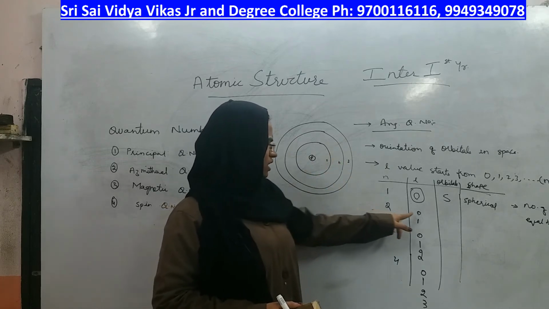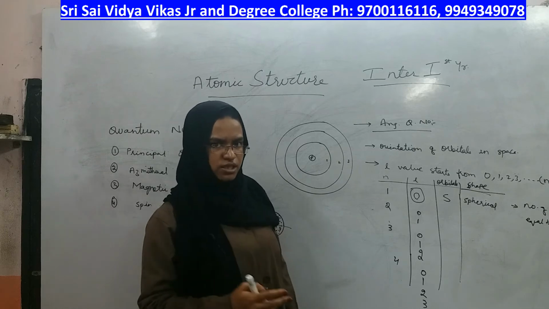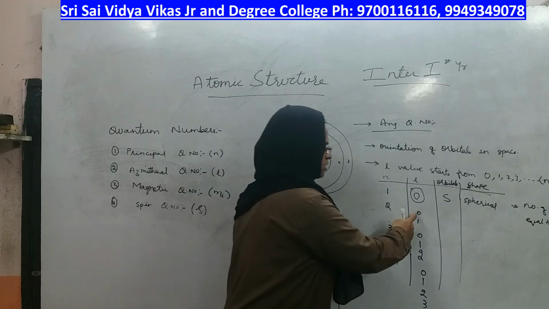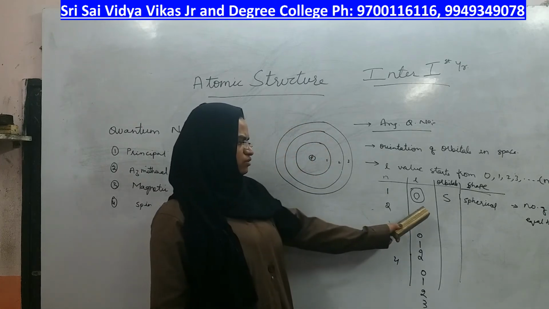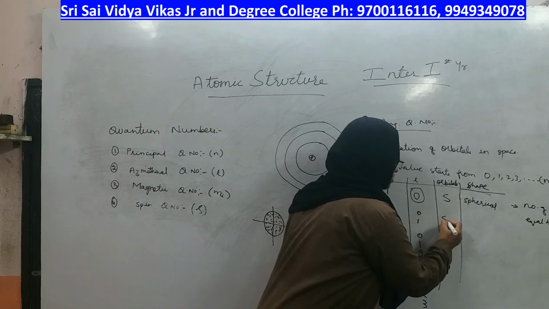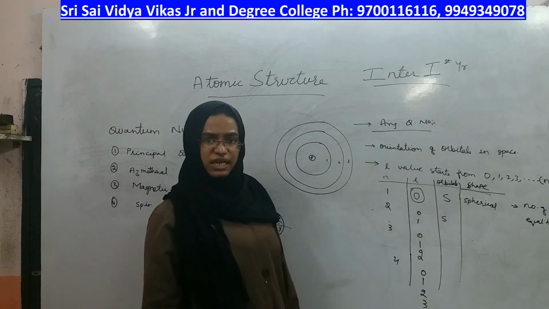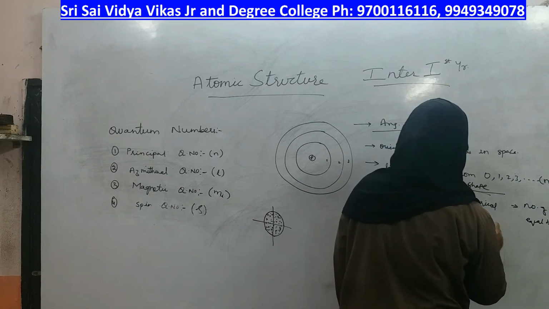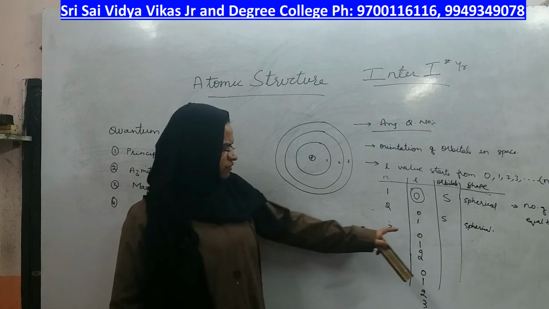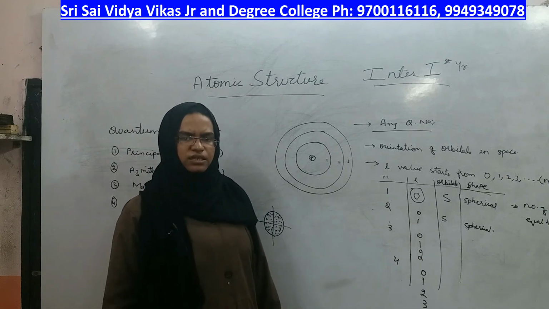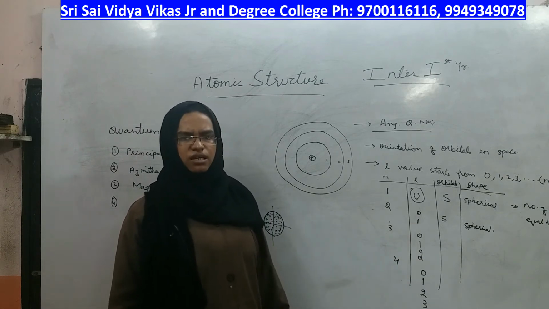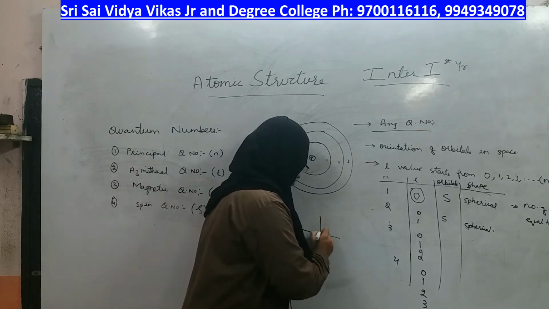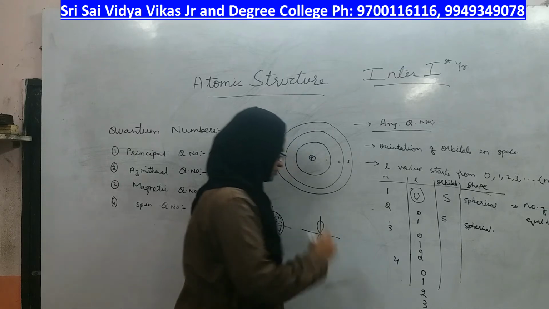In the second main shell, how many subshells will come? 2 subshells. What are the values of those 2 subshells? 0 and 1. If the subshell value is 0, that subshell is called the s subshell, and it has s orbital, which is the same spherical shape. If the L value is 1, that means the subshell is nothing but the P subshell.